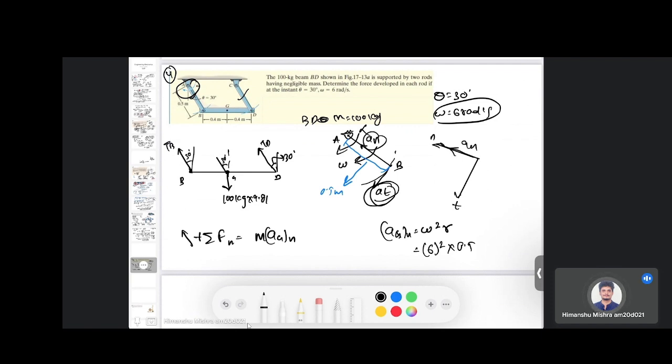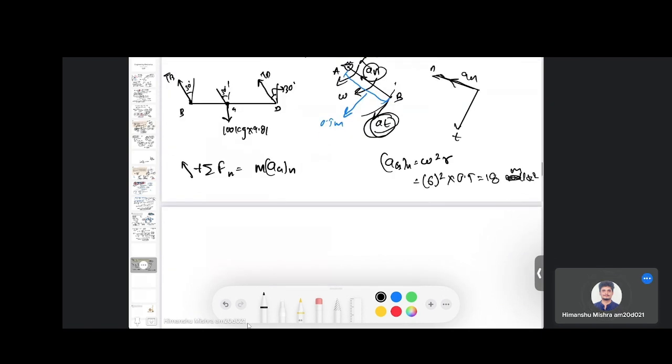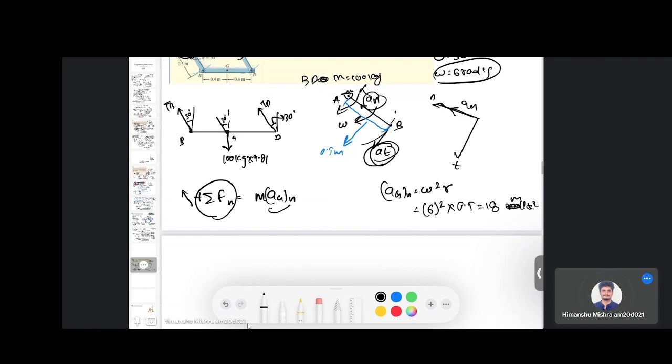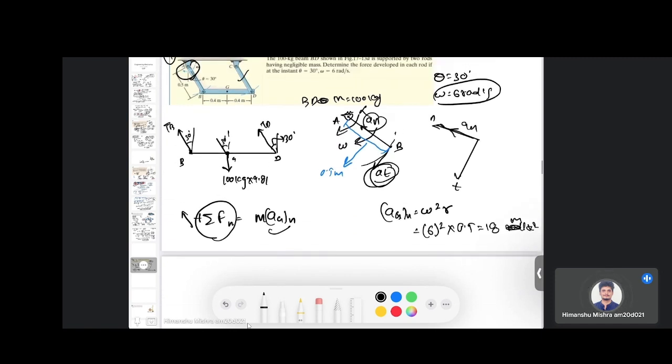So it is 18 meter per second square. Since we have figured out the normal acceleration, we need to find the forces. In the normal direction we have force TB, we have TD, you can see these are in the normal direction, and then the component of the weight in the normal direction.